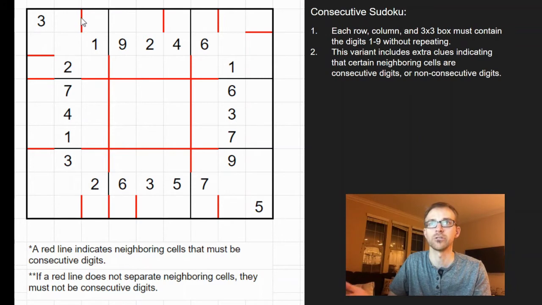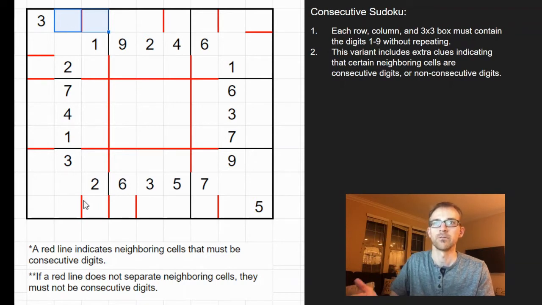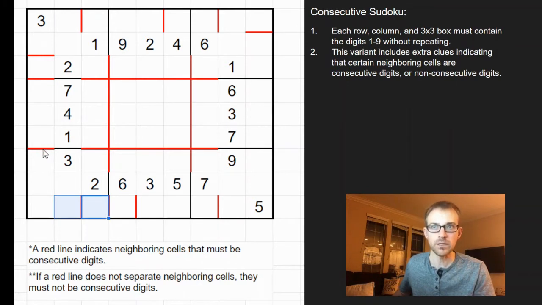Here, the clues are the red lines. So any cells that have a red line in between them are going to be consecutive. So, for instance, these two could be 4, 5, or 7, 8. And any cells that are next to each other without a red line must be non-consecutive. So here you see a 4, 7.